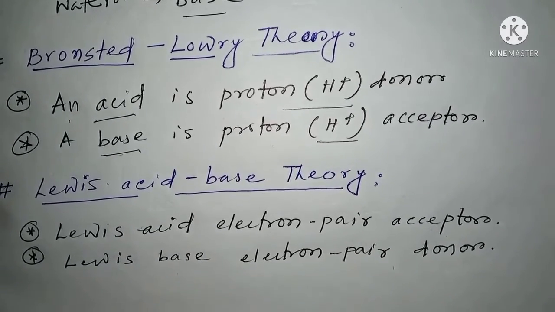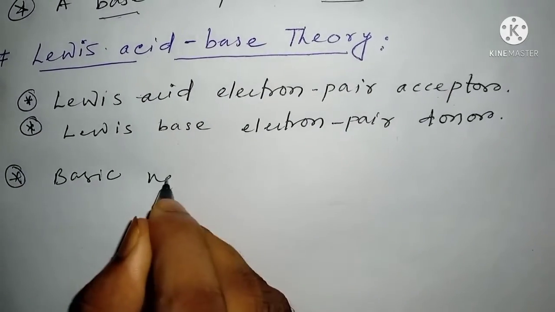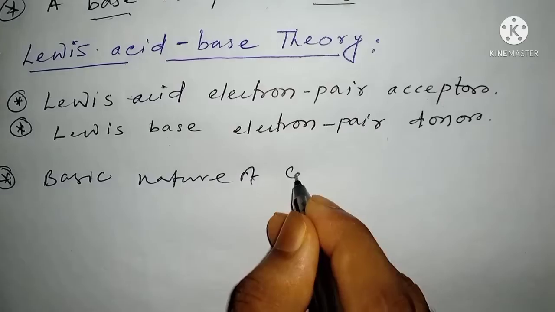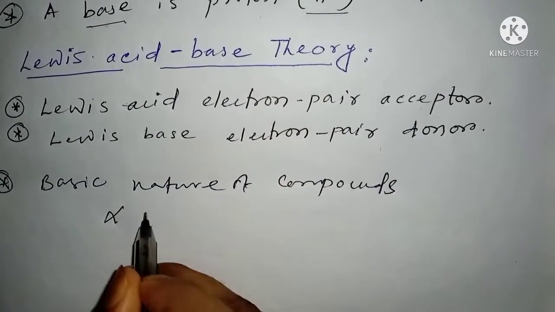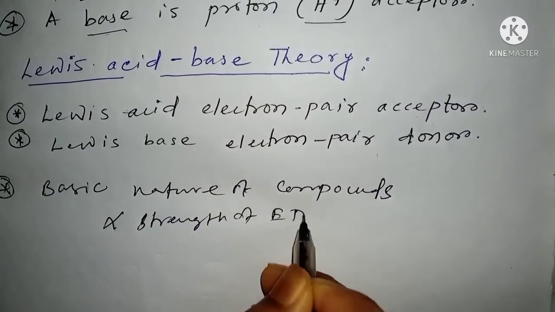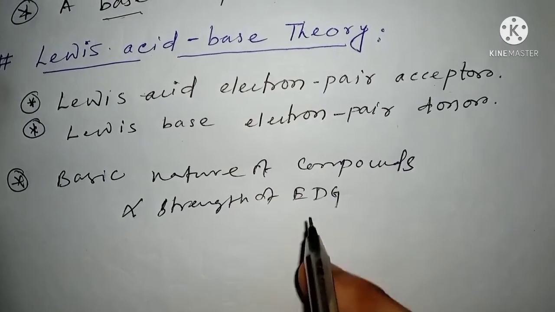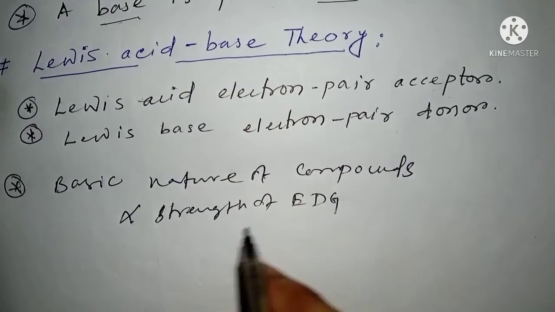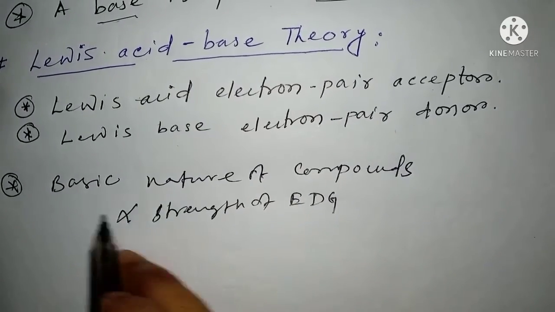Now let's start the basic nature of compounds. Basic nature is proportional to the strength of the electron donating group. Acid nature of the compound depends on the strength of the electron withdrawing group, but basic nature of the compound depends on the strength of the electron donating group. Electron donating group increases, so basic nature increases.